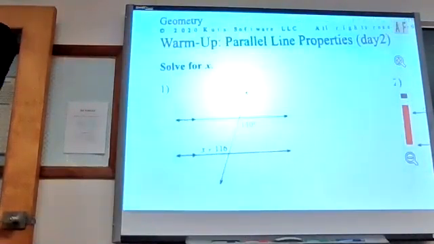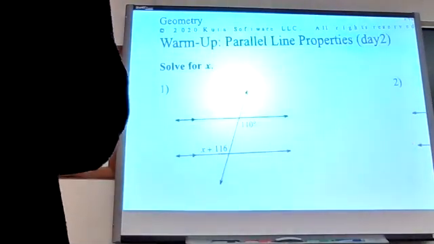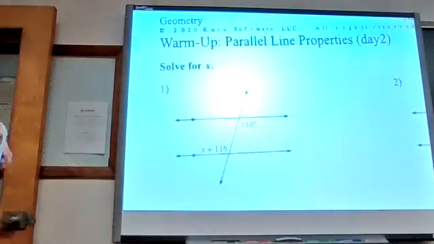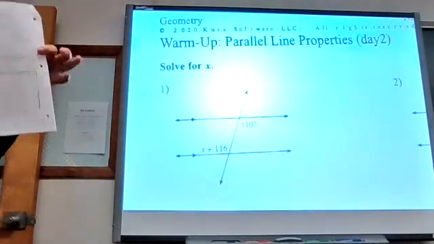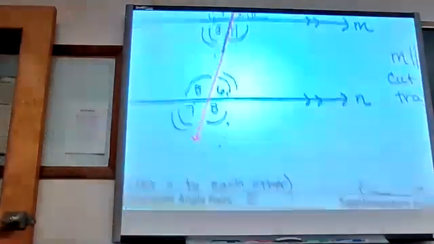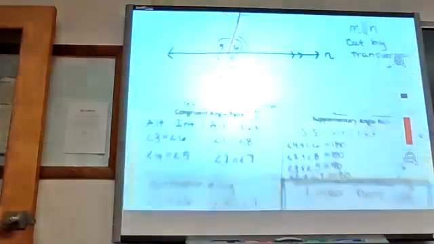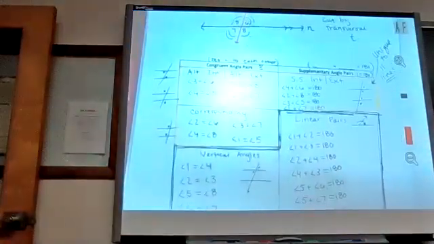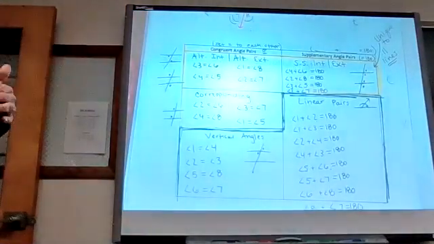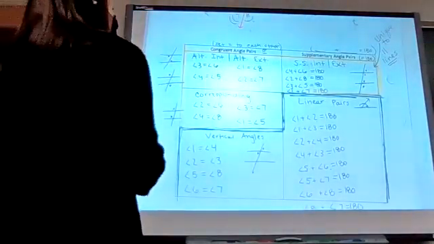Okay, so yesterday we took some super important notes, possibly the most important notes that we will have in our packet. And it was this little chart, okay? On this chart, let me zoom back out for a minute, it tells us that when we have parallel lines cut by a transversal, the following stuff is true.